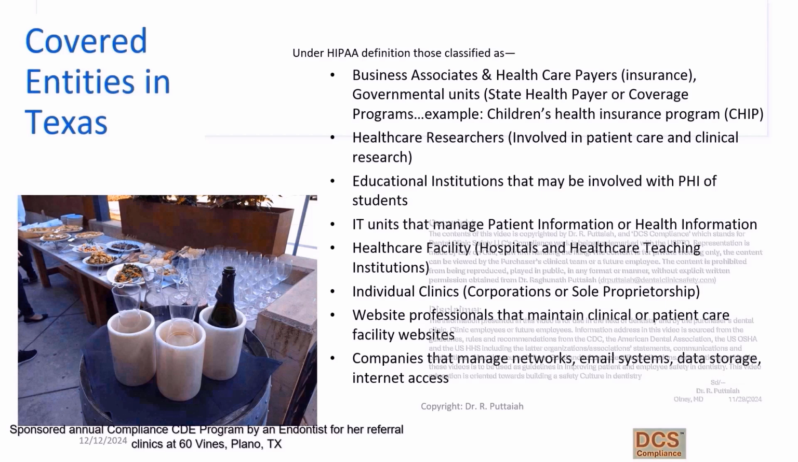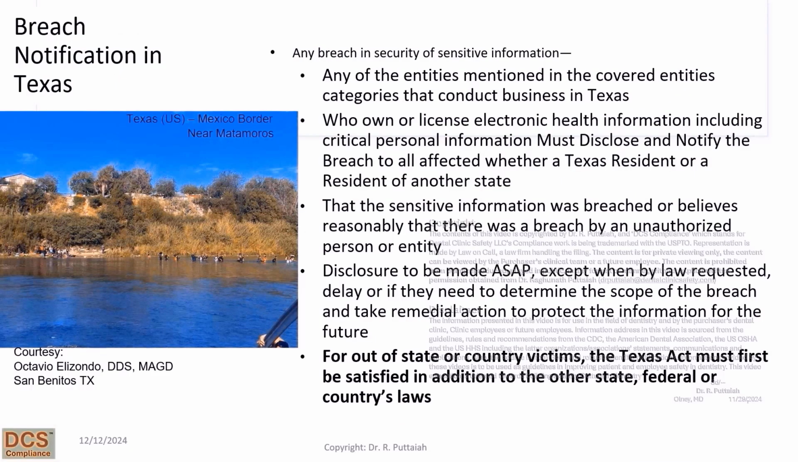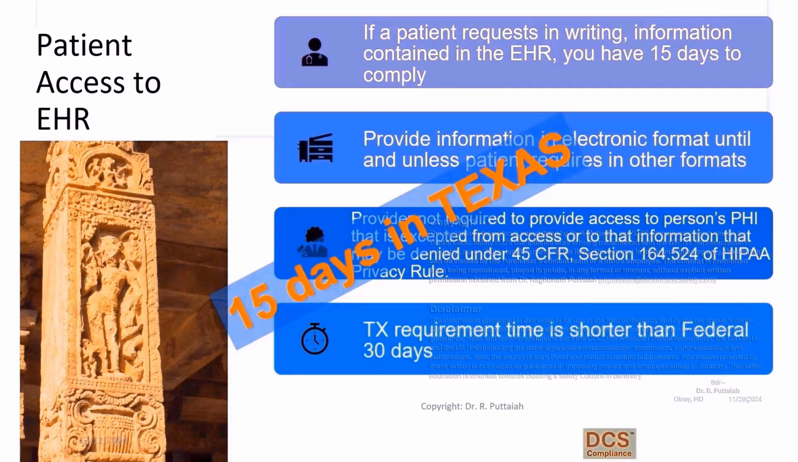Educational institutions that handle the PHI of students, information technology companies that manage PHI, and clinics that hold personal information must disclose and notify the breach to all affected, whether a Texas resident or a resident of another state. This is if the provider is not required to provide access to a person's PHI that is exempted from access, or to that information that may be denied under 45 CFR, Section 100.